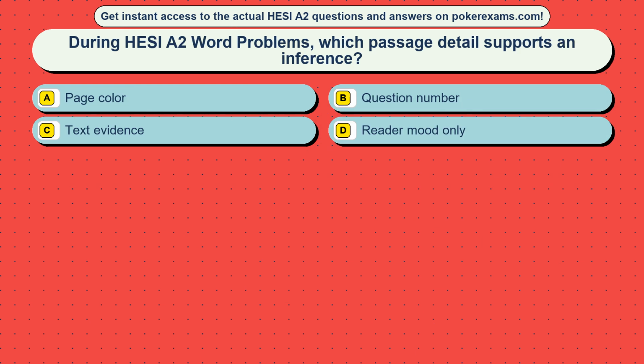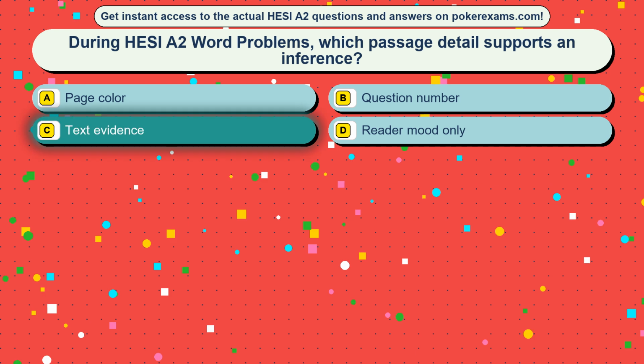Question 31. In HESI A2 problems, which passage detail supports an inference? Option A, page color. Option B, question number. Option C, text evidence. Option D, reader mood only. The correct answer is option C, text evidence.